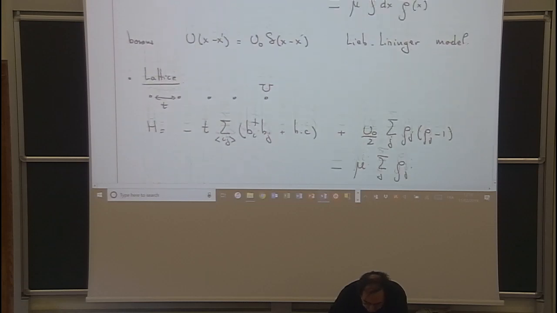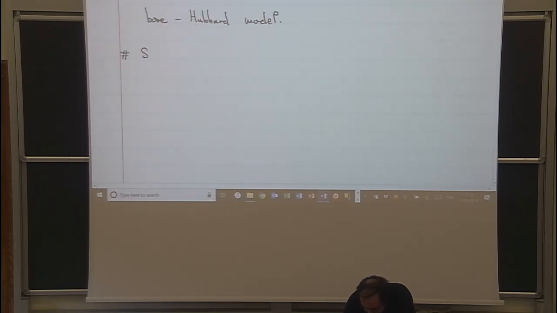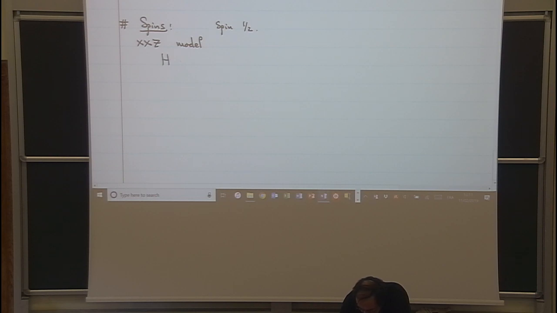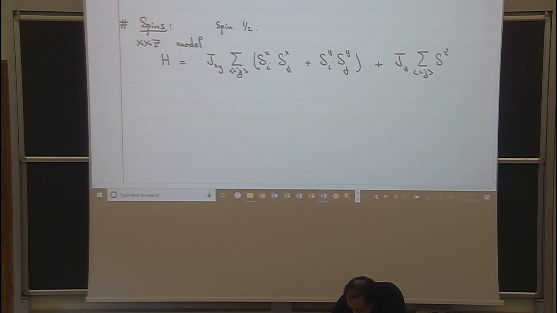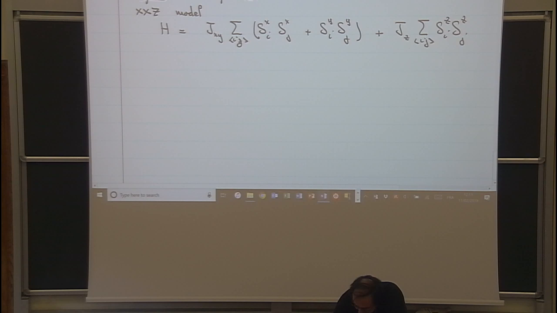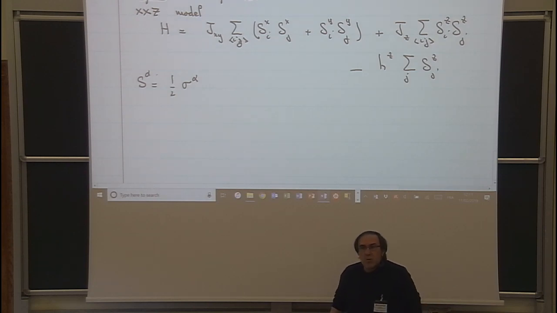Now, this is for bosons. If I take spins, the models which we will discuss most often are variations. So I will, for example, take spin 1/2. There is a model which is called the XXZ model, and we'll see variants. So this is H equals J_XY sum over ij nearest neighbor of Sx_i Sx_j plus Sy_i Sy_j. And then one puts a different coupling along z, Jz sum over ij of Sz_i Sz_j. And you can put a magnetic field, minus Hz sum over j of Sz_j, where the S are 1/2 of the Pauli matrices. So these are the canonical spin 1/2 systems.